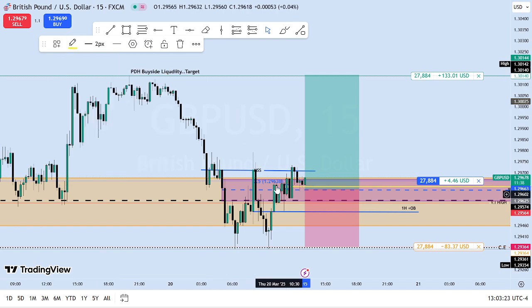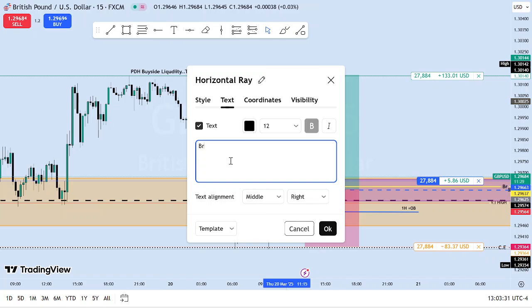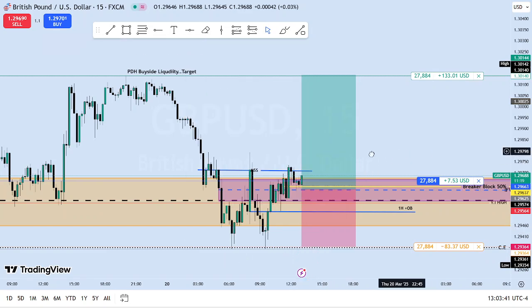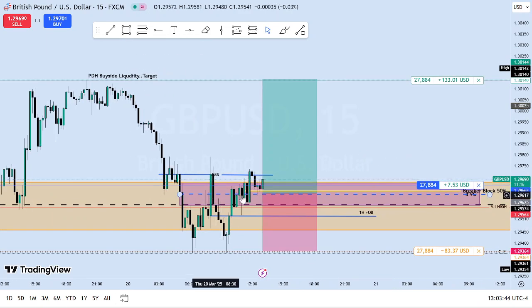Okay, let's use that color. That's the breaker block, 50%, the consequent encroachment. That's the half of the breaker. This is a breaker block. Low, higher low, higher low. If we are bullish, we are looking at every last bearish close candle to stand as an order block. Note that as an order block.